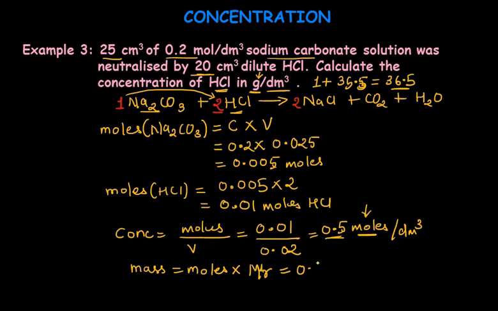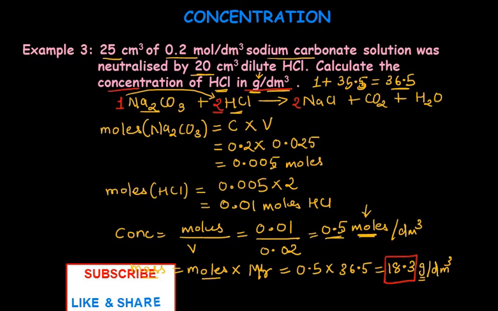So moles is 0.5 and the Mr is 36.5, which gives us the answer of 18.3 grams per dm cube. And this is how we converted moles into grams, that is mass. So we can use directly the formula of calculating the mass from the moles. And so our final answer of concentration in grams per dm cube is 18.3 grams per dm cube. So here is how we can use the titration method to calculate the concentration of any given unknown solution.